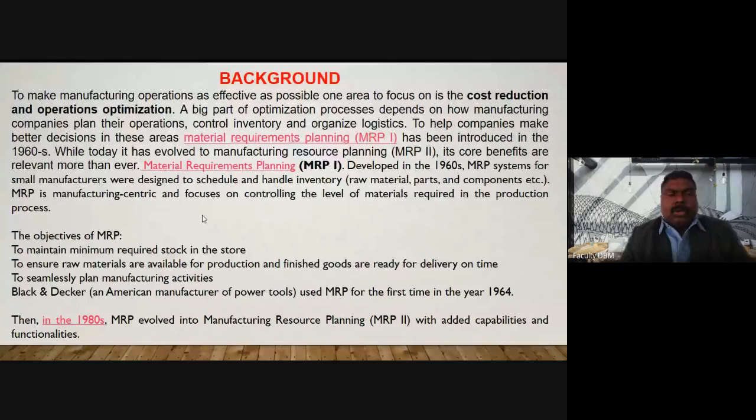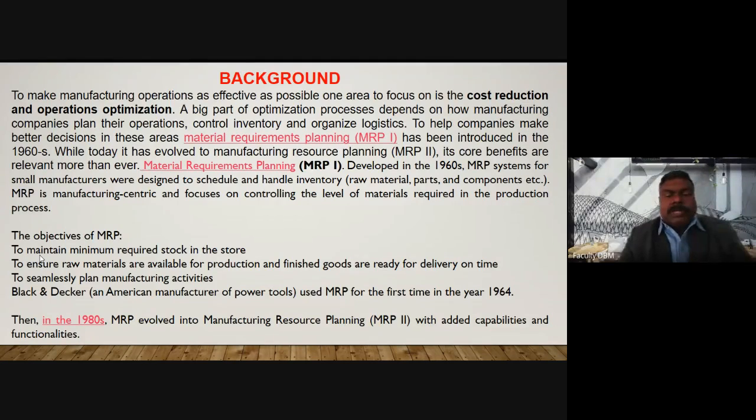So what are the objectives in MRP? MRP or MRP1 is the same, material requirement planning. Why do we call it MRP1? Because next we have manufacturing resource planning, that is MRP2. So we should not get confused between MRP2 and MRP1. This MRP we have termed as MRP1.